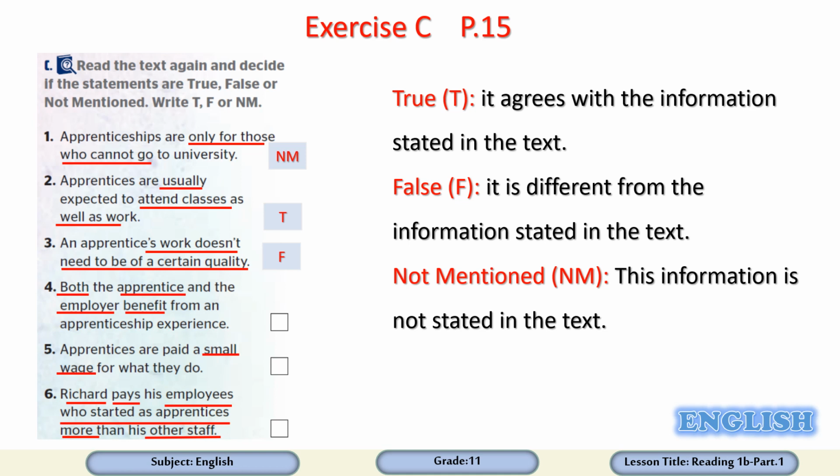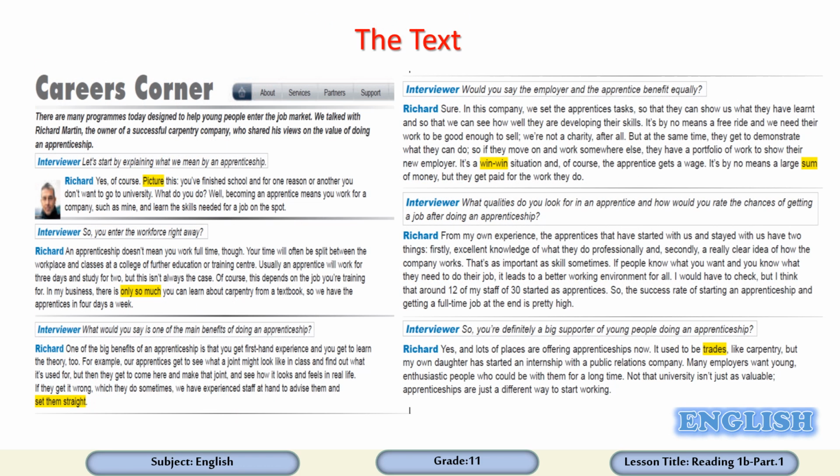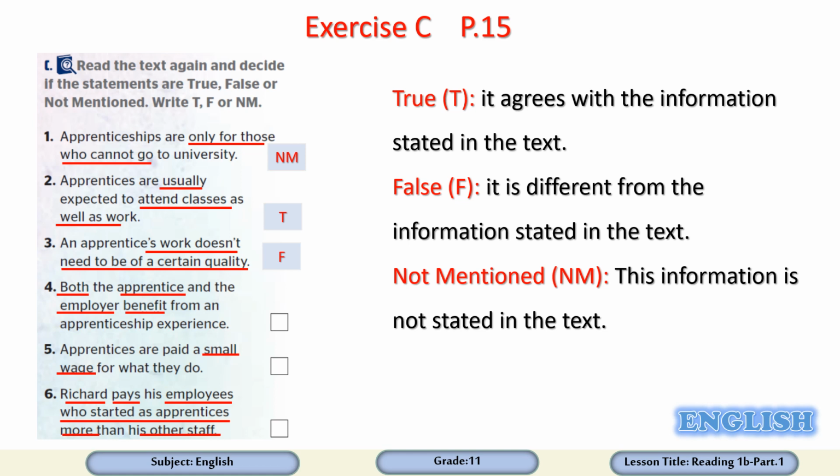Statement 4 now. Both the apprentice and the employer benefit from an apprenticeship experience. Look at the underlined sentence. It's a win-win situation. What can be a win-win situation? Yes, well done. It's a situation in which both parties are winners. So this sentence agrees with statement number 4. So the answer for statement 4 will be, yes, very good, it will be true.